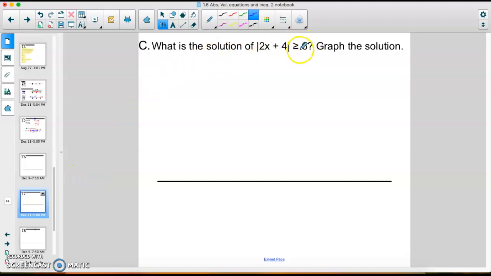Now we have a greater than or equal to symbol, and so right off the bat we're thinking greater than. We're thinking probably an or situation. Okay. So we'll see if it holds true here. So first one, 2x plus 4 is greater than or equal to 6. Okay, the other scenario, 2x plus 4, we got to switch our sign around, is less than or equal to negative 6.